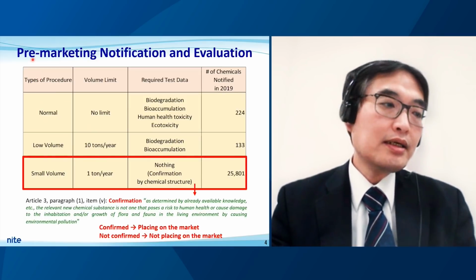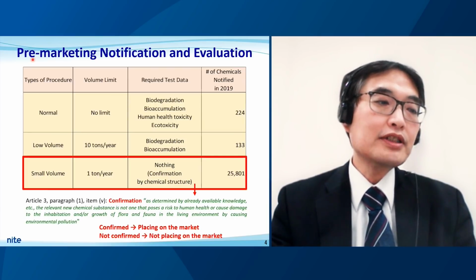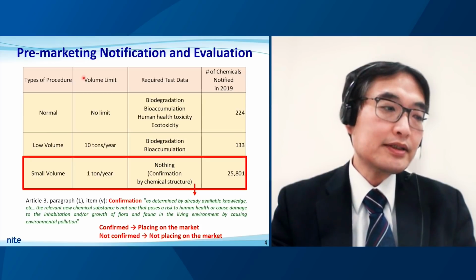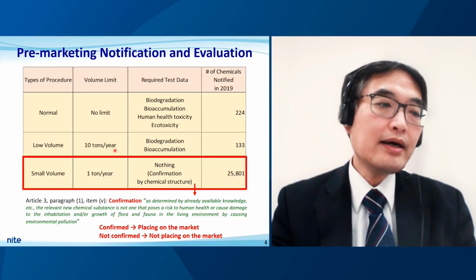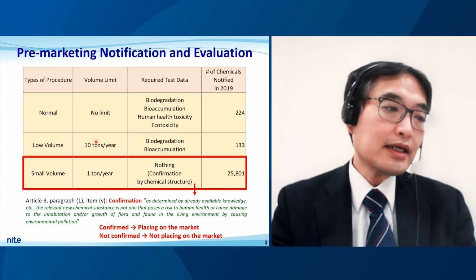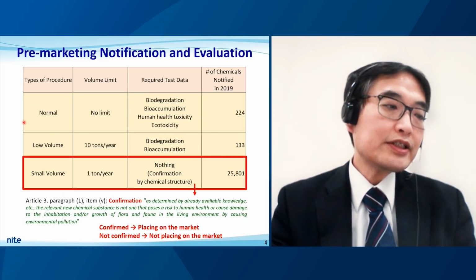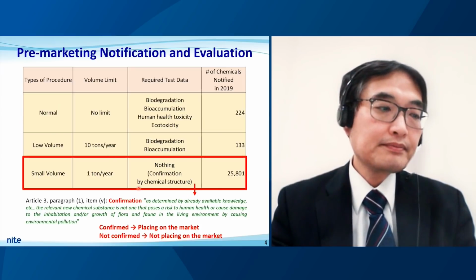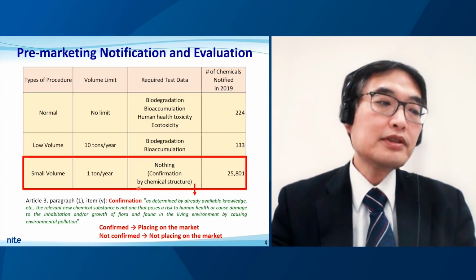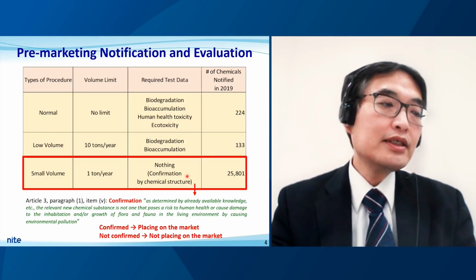The types of procedure, the pre-marketing notification and evaluation, depend on the production volume of chemicals. Chemicals of more than 1 ton per year are required to submit experimental test data. On the other hand, chemicals of less than 1 ton per year, called small production volume chemicals, are not required to submit test data. So the small production volume chemicals are usually evaluated only by their chemical structures.